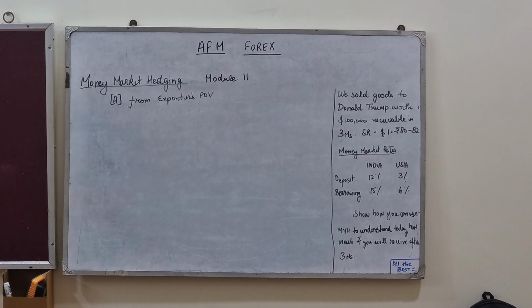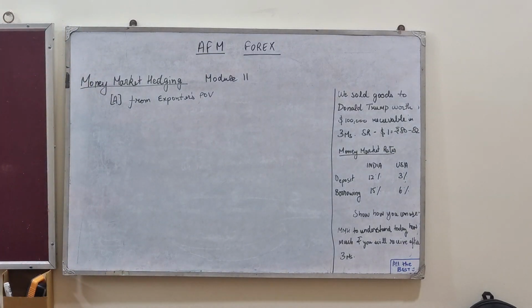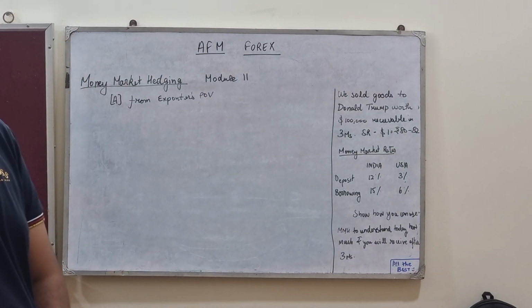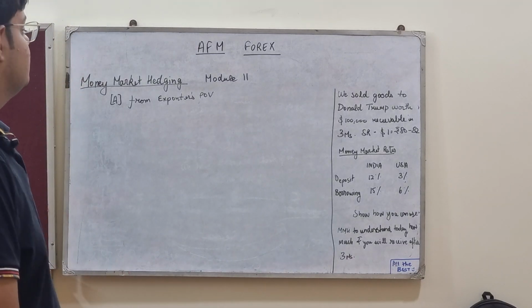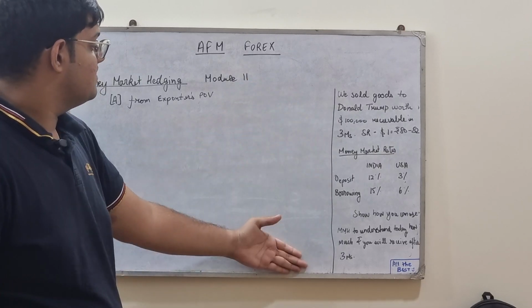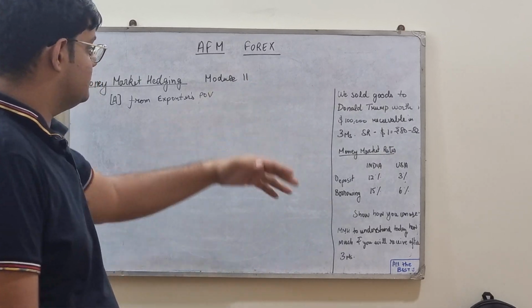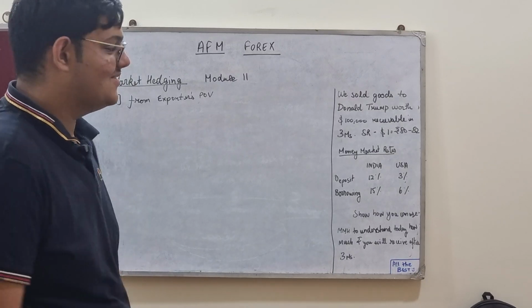Alright, we are here with module 11 of AFM Forex, that is money market hedging. Here there are two different POVs. One is from the exporter's POV, one is the importer's POV. We're going to first see the exporter's POV here. We are going to have the same base example. One would be selling goods to Donald Trump, one would be buying goods from Donald Trump.